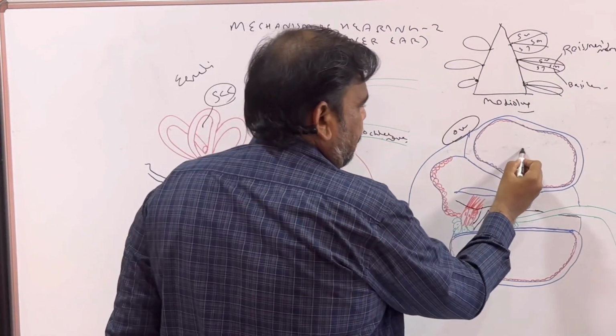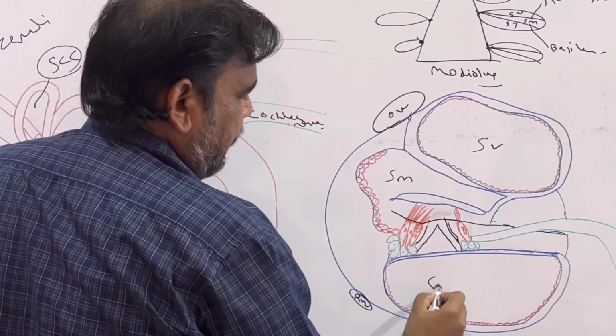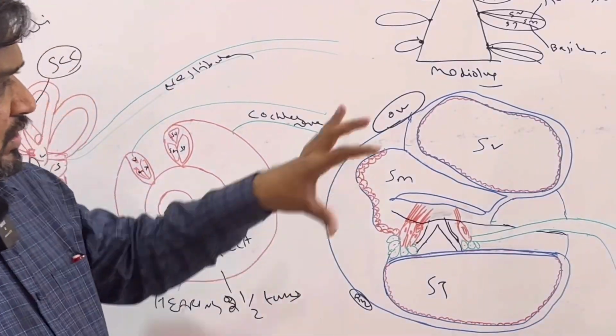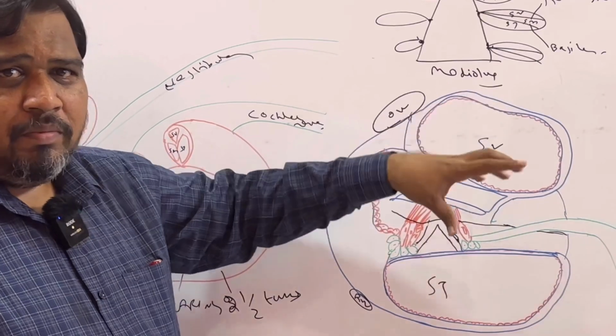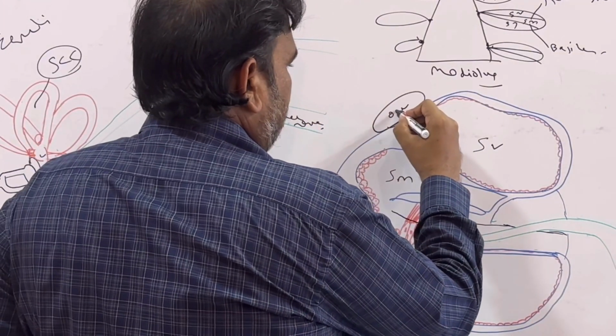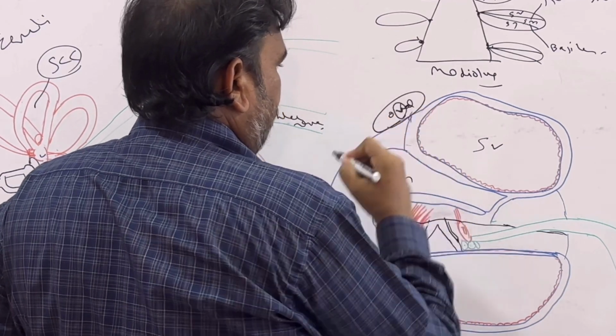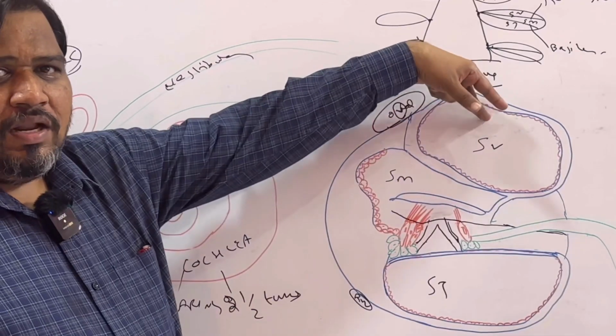This is scala vestibuli. This is scala media. This is scala tympani. Please note it down: 3 scala. I again repeat, the top one is scala vestibuli. How to remember? Oval window, OV, we will put. So oval window, V for V. So the top one is scala vestibuli.